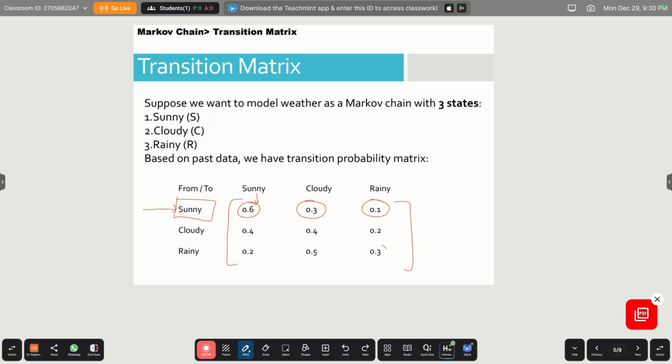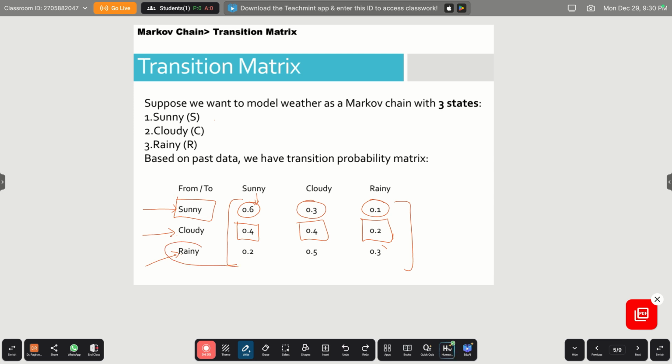All right, similarly the second row is for the second state. Suppose today is cloudy, the probability that tomorrow it's going to be sunny is 0.4. Today it's cloudy and tomorrow also it's going to be cloudy is 0.4. Today it's cloudy but tomorrow it's going to be rainy is 0.2. So hope you have understood how to write the transition matrix. I'll just take this case also.